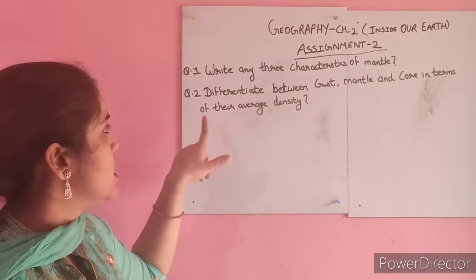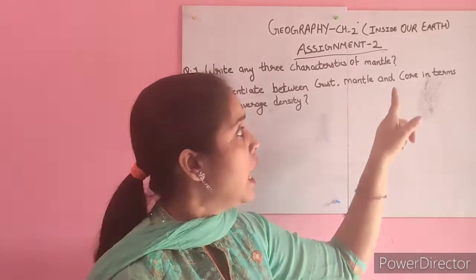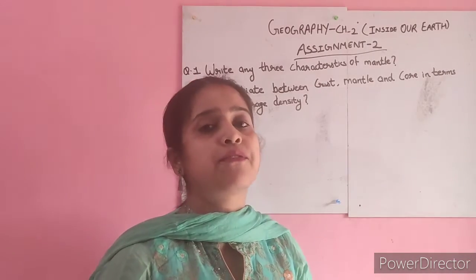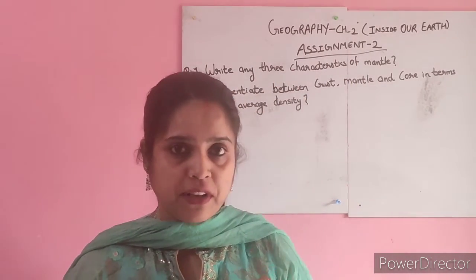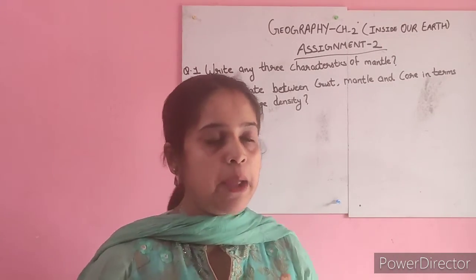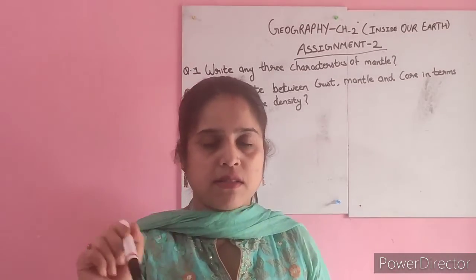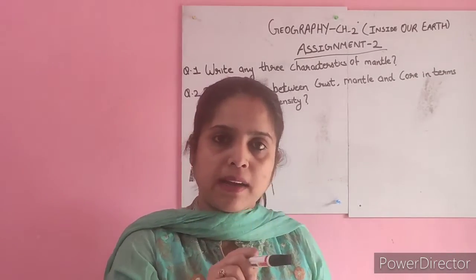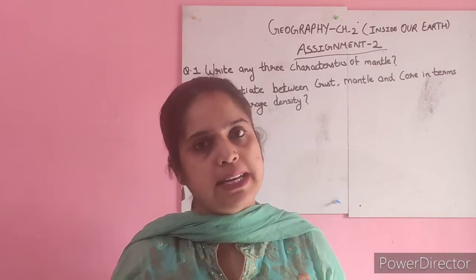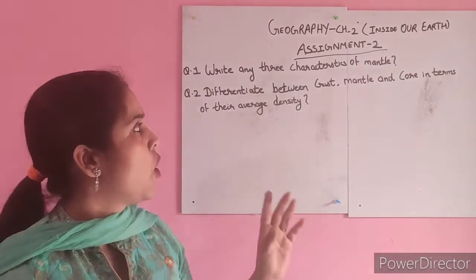Second question: differentiate between crust, mantle and core in terms of their average density. In this, you don't have to write all the points of differentiation between these 3. You only have to differentiate them in terms of their average density. Like you will write crust, average density. You will write mantle, what is its average density, and you will write core and you will write the average density. Clear? I hope I have made myself very clear. You have understood? Okay, very good then.